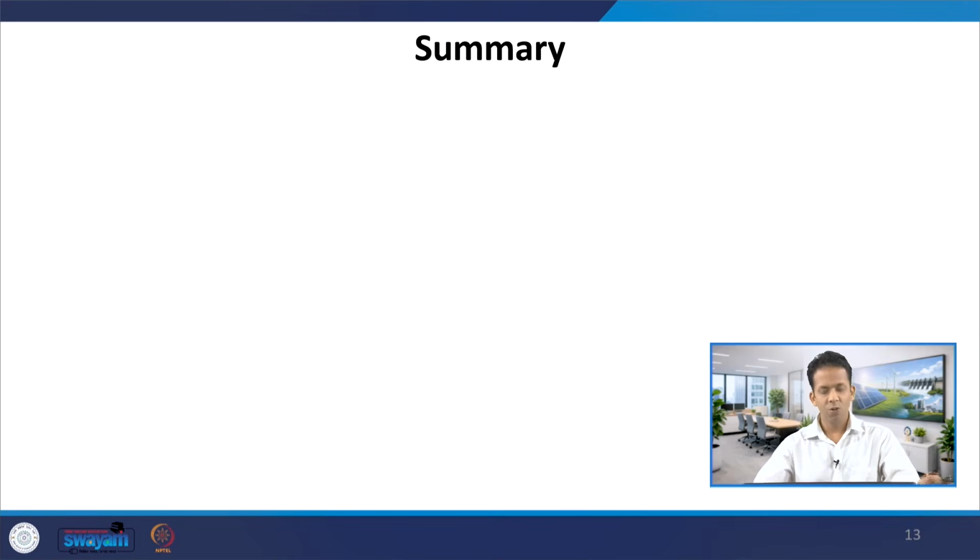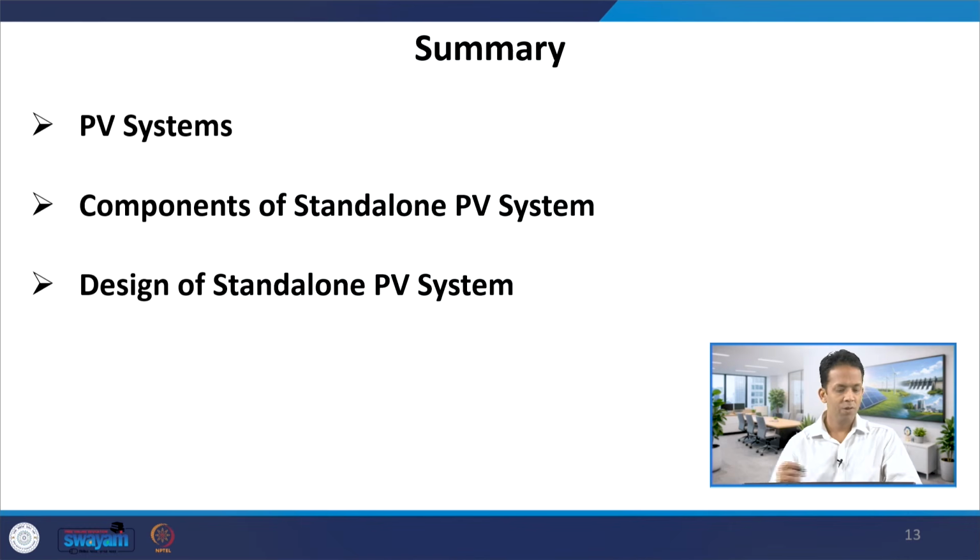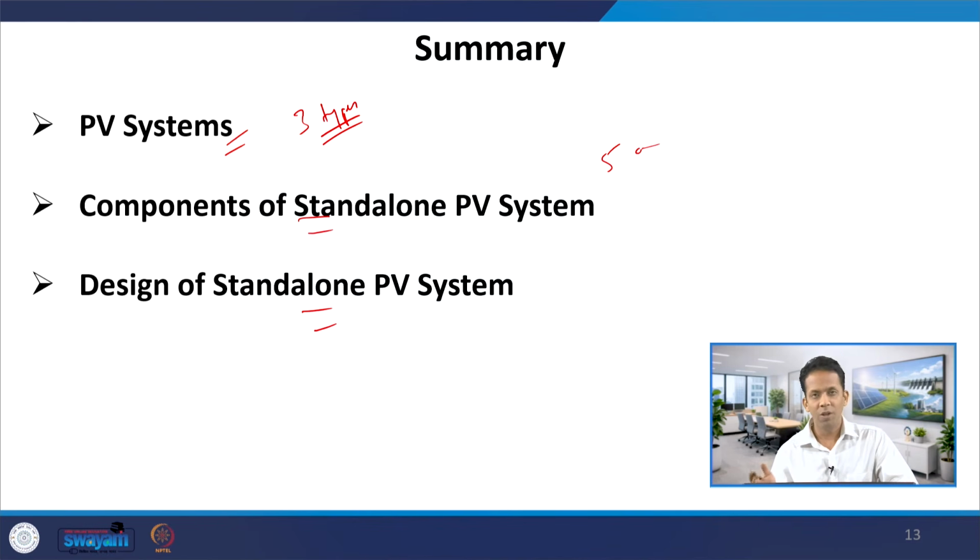To summarize, what we covered in today's lecture was different types of PV systems, mainly 3 types based on availability of grid, backup power and intended application. What were the 3 types? Standalone or off-grid systems, grid connected systems and hybrid systems. Then we focused mainly on standalone PV systems, where we looked at 5 components of that system, and then there was a design of that PV system where we followed a bottom to top approach, starting from the load and going all the way to the design of the solar PV module or array.